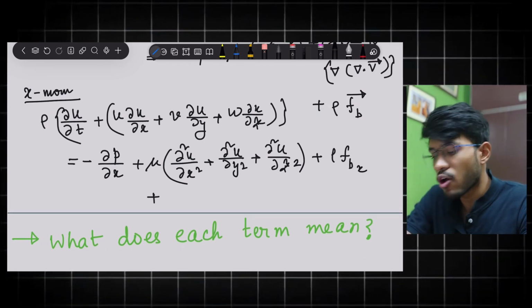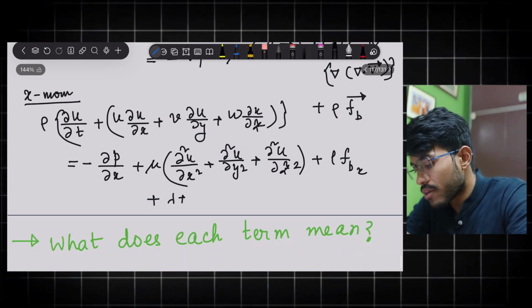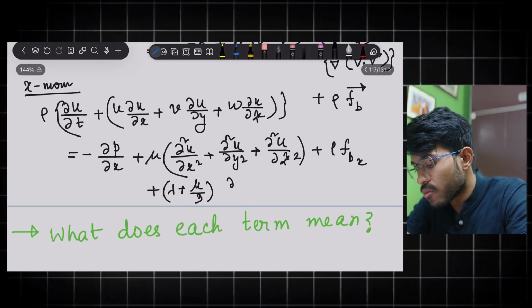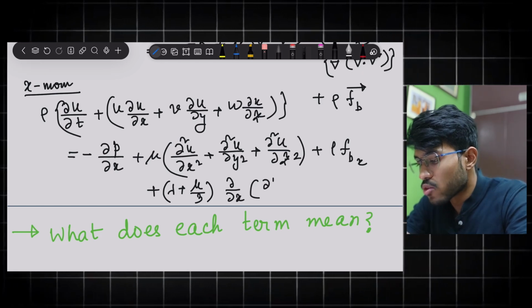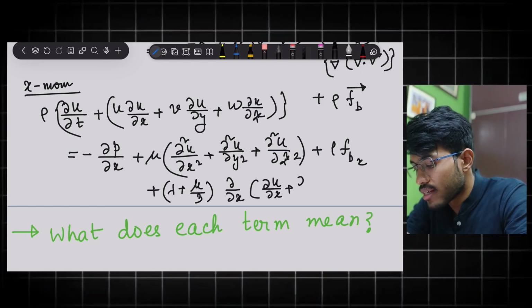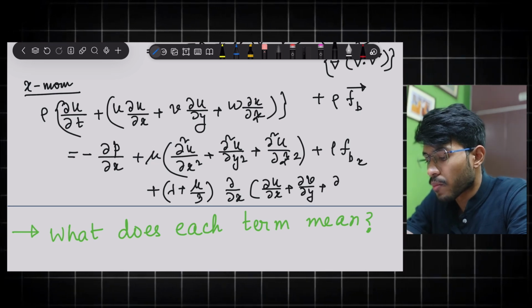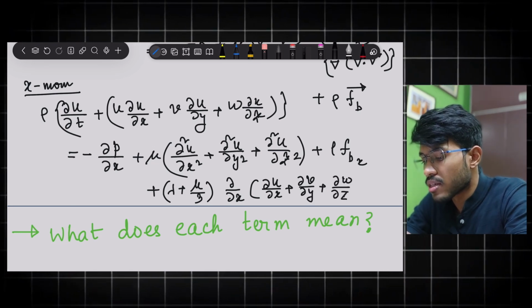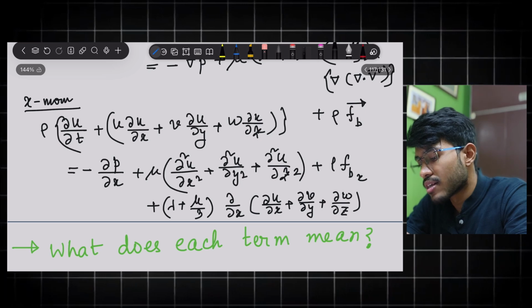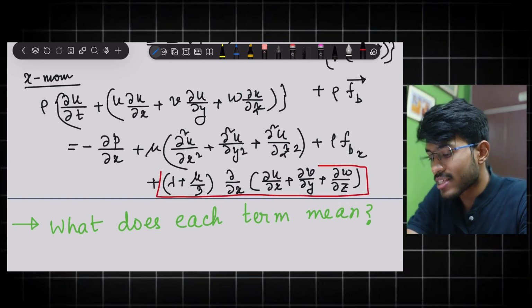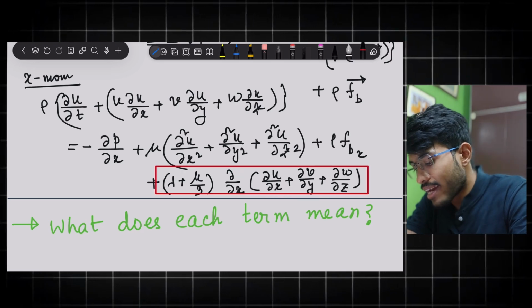Right? You have seen only this equation, and now let me write the additional term. That is lambda plus mu by 3 into, so what will this term be? This will be del x of (del u del x plus del v del y plus del w del z). Clear? Okay. So now can you tell me in which condition you can neglect this term?